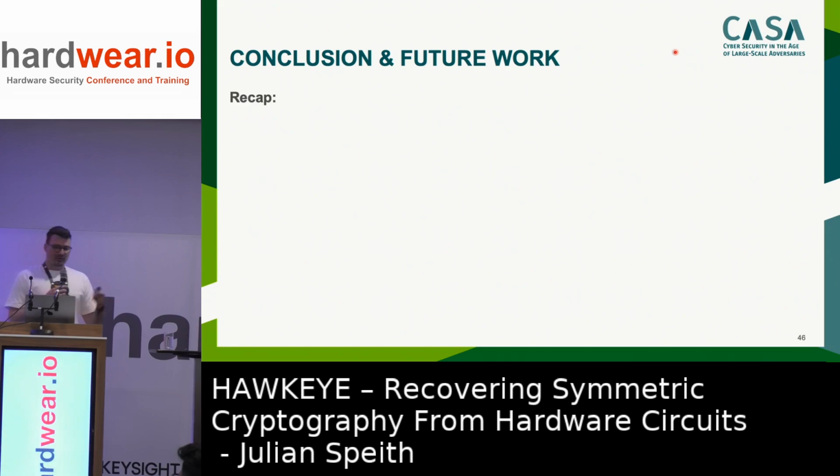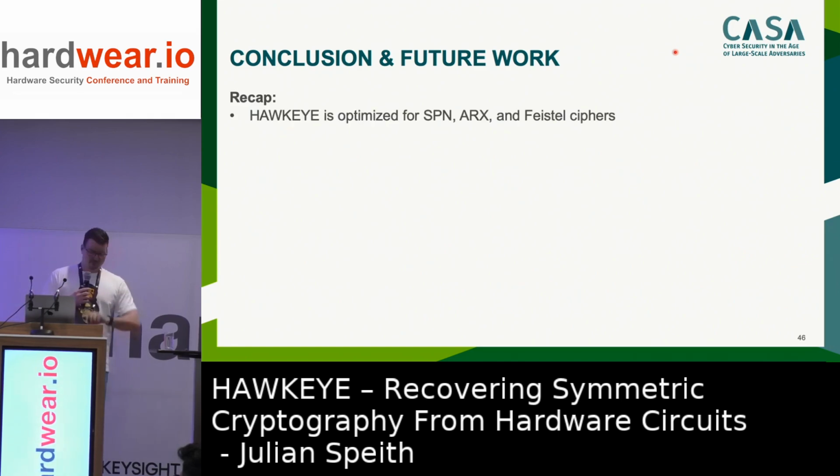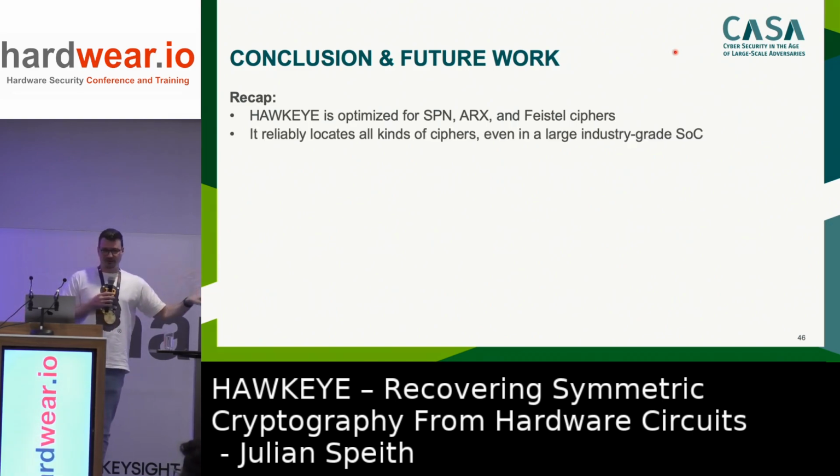Okay, quick recap or summary of the entire thing. Bit ahead of my time, I guess. So we, as I said, are optimized for SPN, ARX, and Feistel. This was the goal from the beginning. We wanted to find those. We sometimes also find others, but that's not reliable, so don't rely on it.